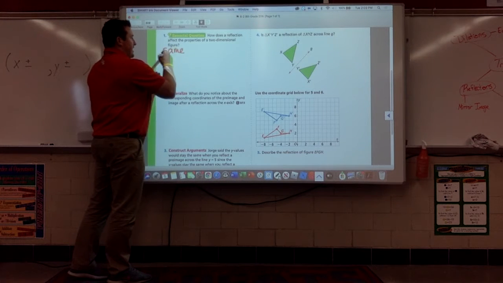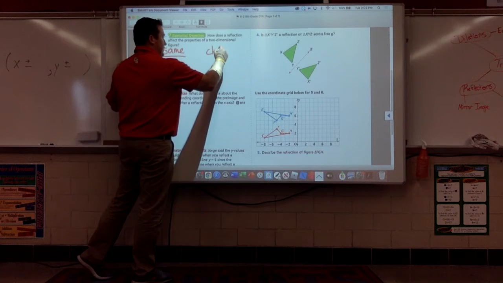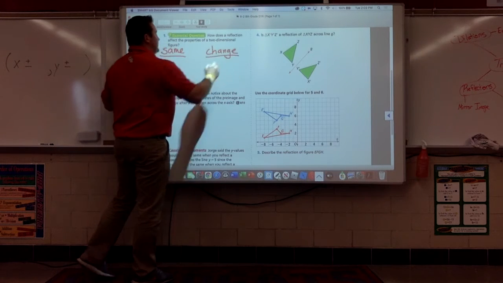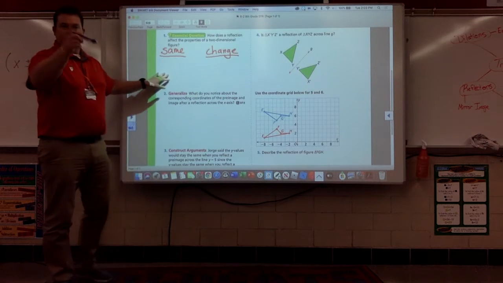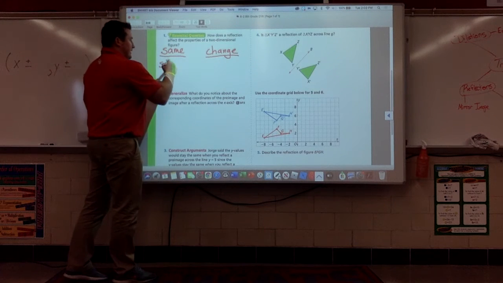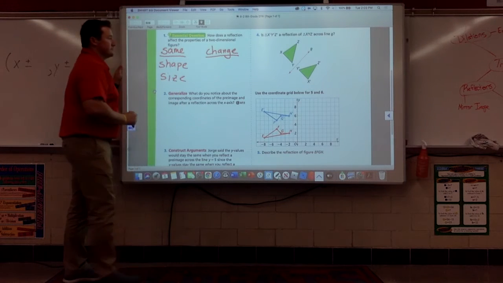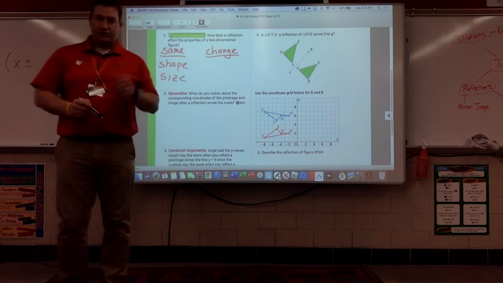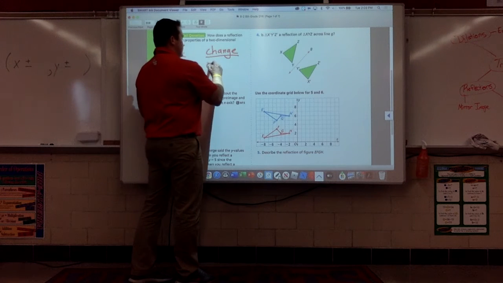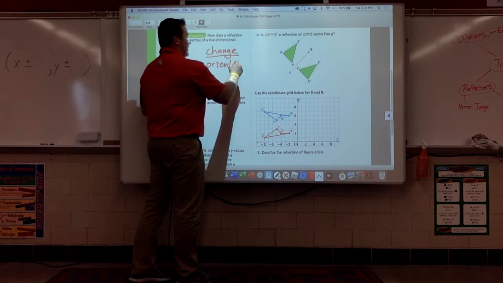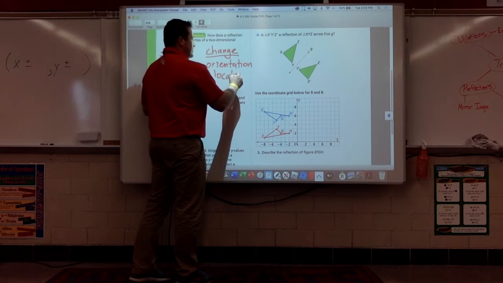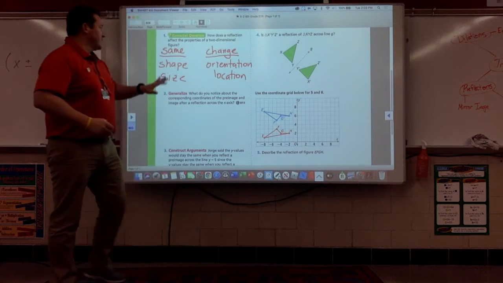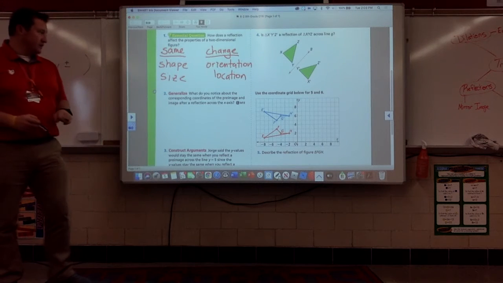So I'm going to write on here, same, change. So what properties should stay the same when we reflect? What properties change? It keeps the same shape and the same size, but what does change? Yes, orientation, and there's one other, of course the easier one, and that is location or position. Okay? So these stay the same, those change.